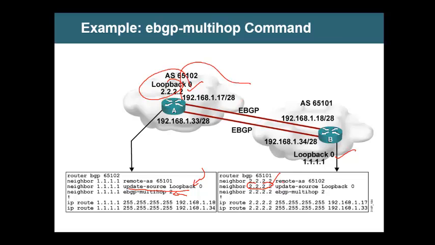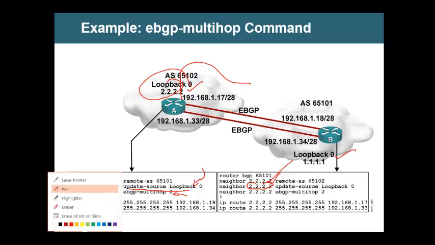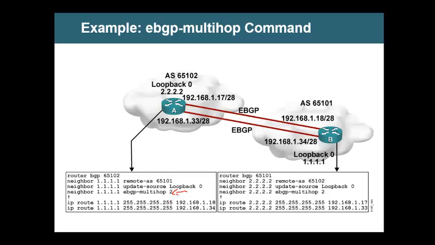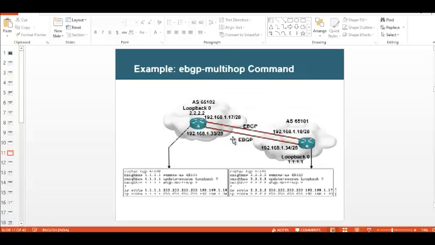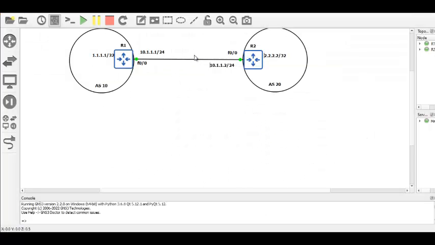So in the iBGP case, we don't need this statement. We need only these two. But in eBGP, we need this as well as this, as well as a static route, so that A will know where 1.1.1.1 is and B will know where the 2.2.2.2 that we have defined as a neighbor is. So let me go back to our topology. In our topology, even though I don't have two links, I just want to show you how to form neighbor using loopback.